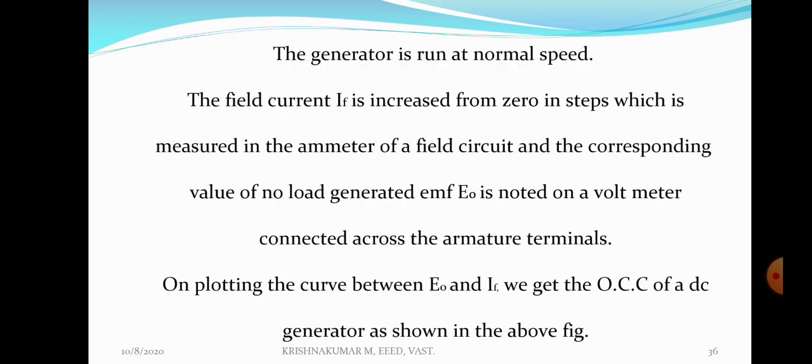So this explanation is given in this slide. The field current is increased from 0 in steps, which is measured in the ammeter of the field circuit, and the corresponding value of no load generated EMF E0 is noted on a voltmeter, which is connected across the armature terminals. I think it is clear. On plotting the curve between E0 and IF, we get the OCC of a DC generator as shown in the figure.